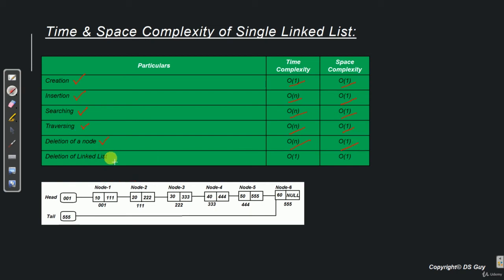Now the last operation was deletion of a linked list. So this will take order of 1 time because all that we are doing is we are destroying this connection and this connection over here. Rest of the nodes will automatically be deleted by garbage collector. Space complexity again will be order of 1 because we might use some temporary variables, nothing more than that.